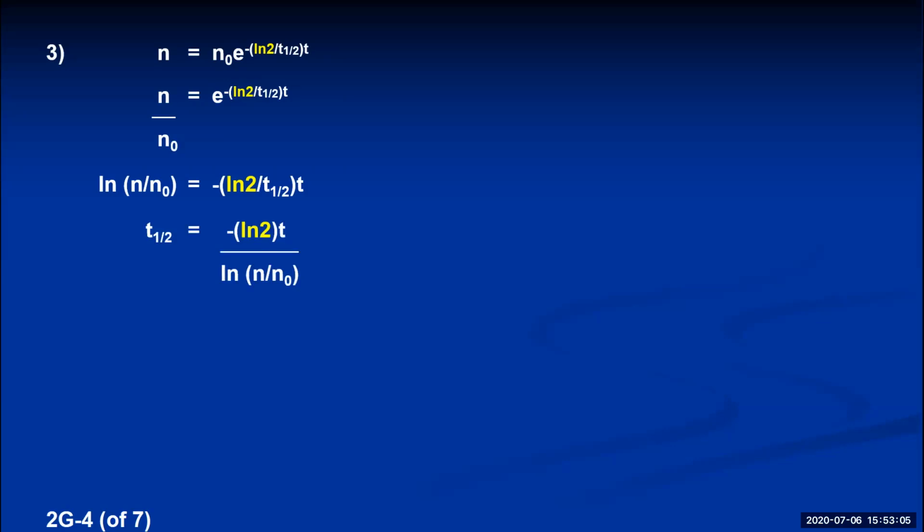So the half-life will equal negative natural log of 2 times T over natural log of N over N naught. If you want to use the equation without a negative sign in there, you can take the negative sign out. And in the denominator, you flip the N naught and N around. Plugging in the numbers we know, the decay time they told us was 200 hours.